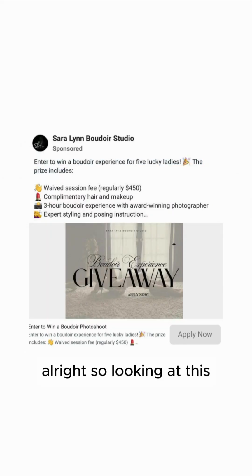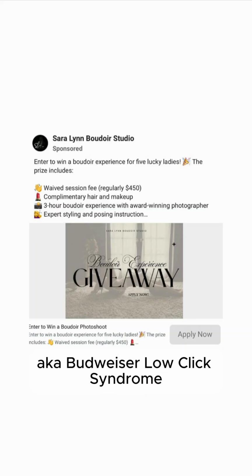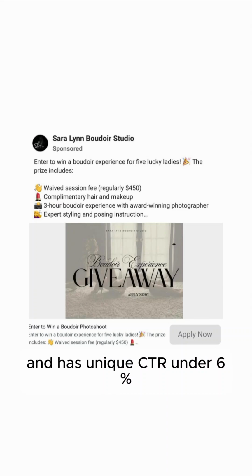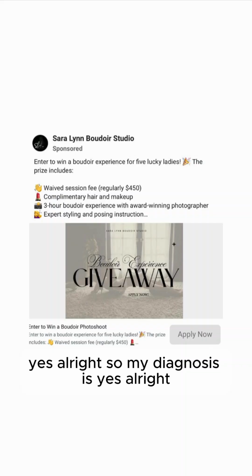All right, so looking at this, do we believe this has BLCS, aka Boudoir low click syndrome, and it has a unique CTR under 6%? Yes. All right, so my diagnosis is yes.